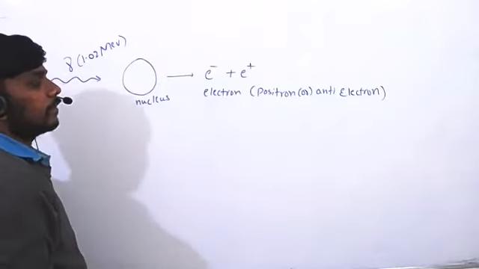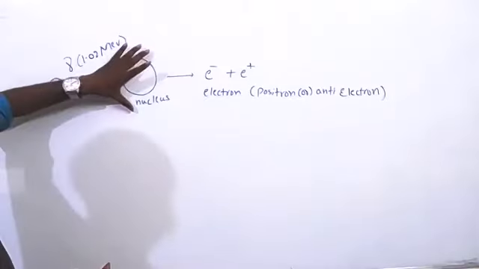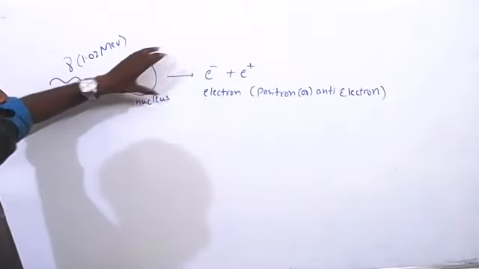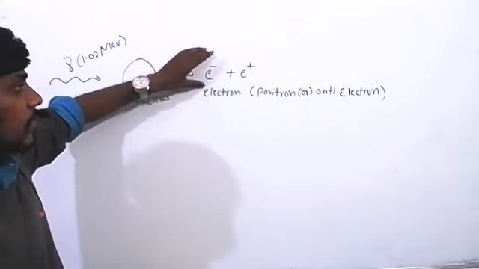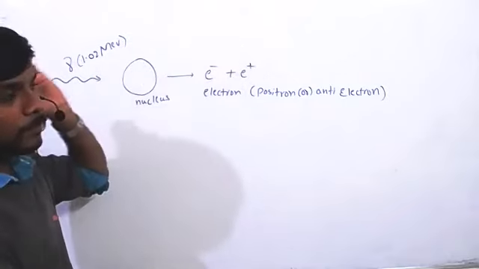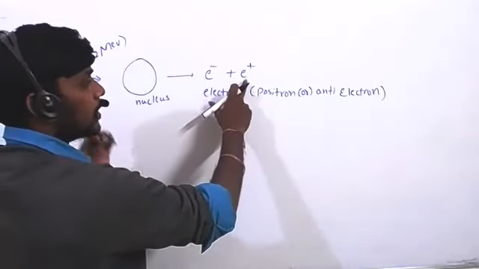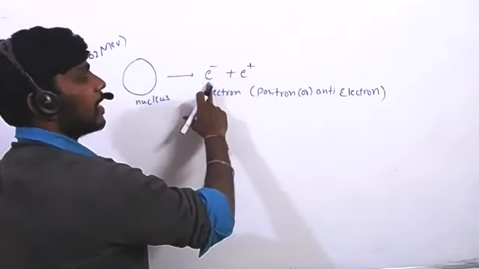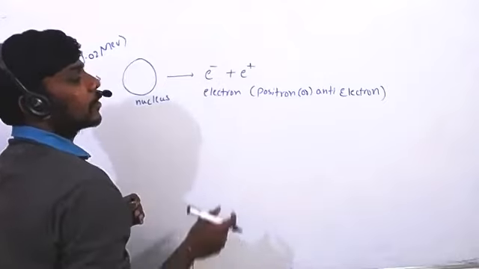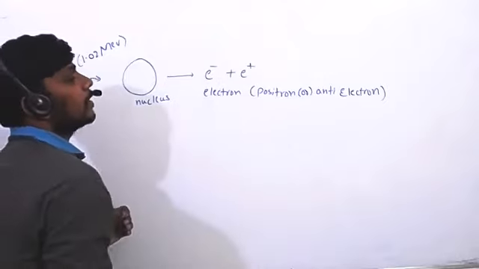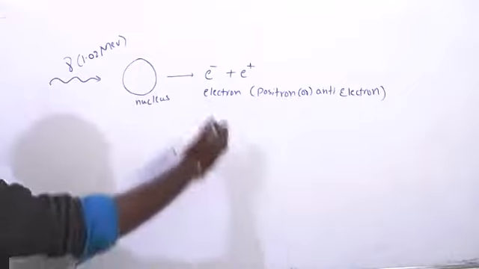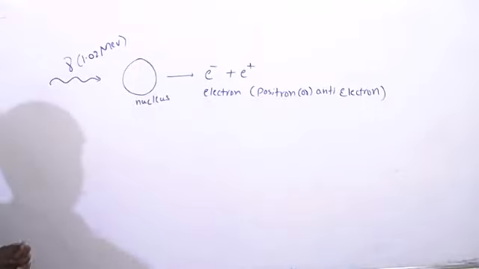Clear? Yes, sir. So energy interacts with the nucleus, then we will get two masses. One is electron mass, one is anti-electron mass. Anti-electron is nothing but positron. So how much is the mass of this positron? Same mass as the electron. Spin is also the same. So remember that.